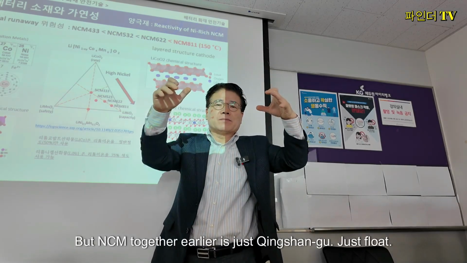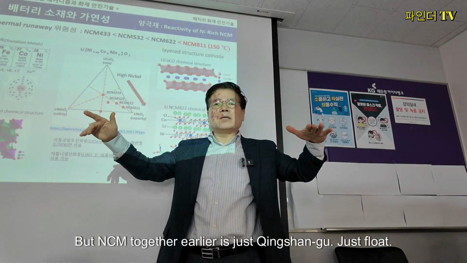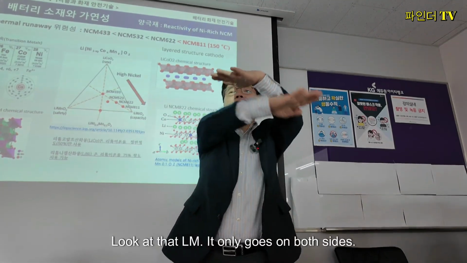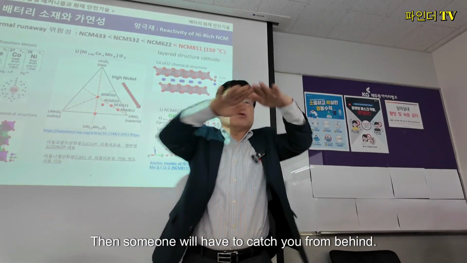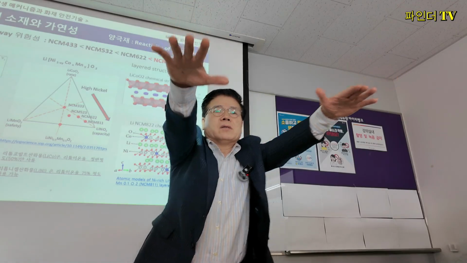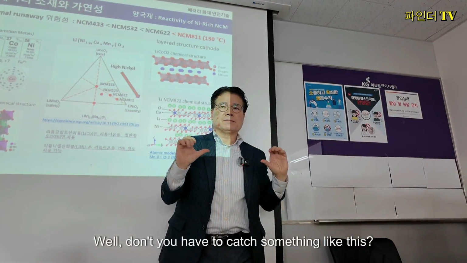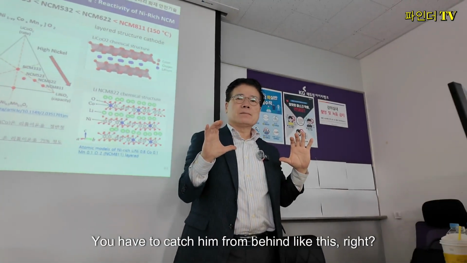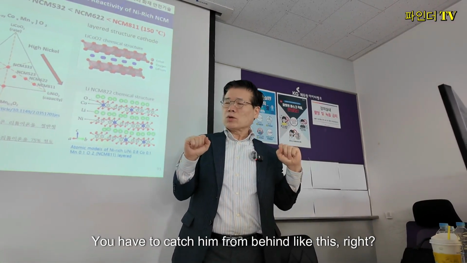But NCM together earlier is layered. Look at that LMO. It only goes on both sides. Then someone will have to catch you from behind. Don't you have to catch something like this? You have to catch him from behind like this, right?